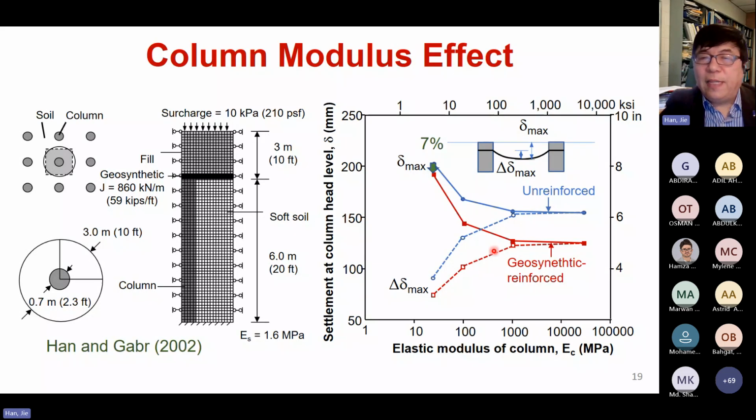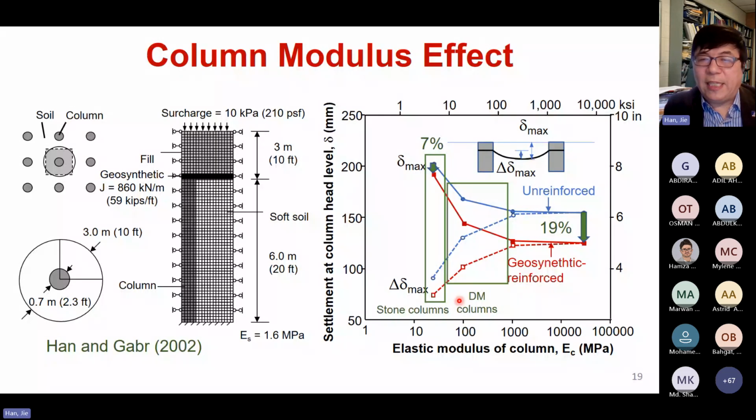Now, as you see, if you increase the modulus, the total settlement reduction will increase to 19%. In other words, the rigid column will perform better or provide more benefit. Another thing, if you see here, those are differential settlements. At the lower column modulus, the differential settlement reduction is less than at the larger moduli. In other words, if you use something like a stone column, you will get a 7% reduction of total settlement, but you also have a smaller differential settlement.